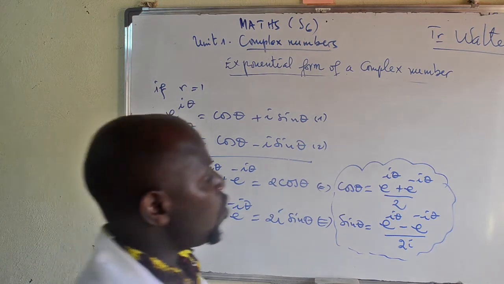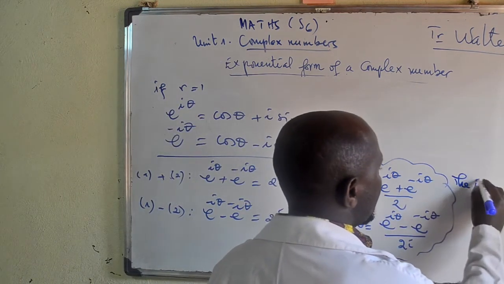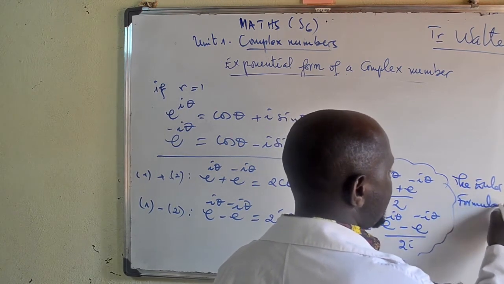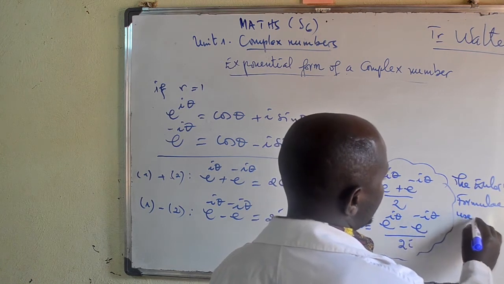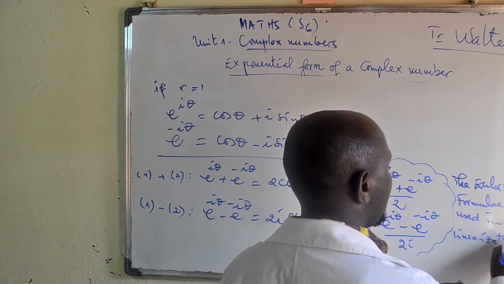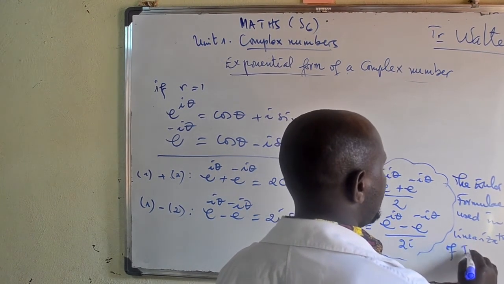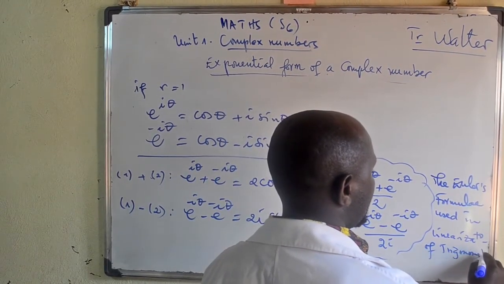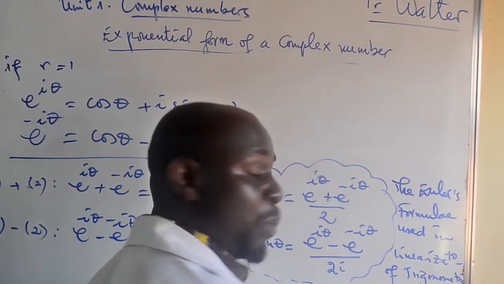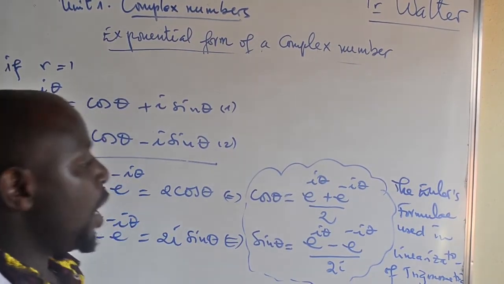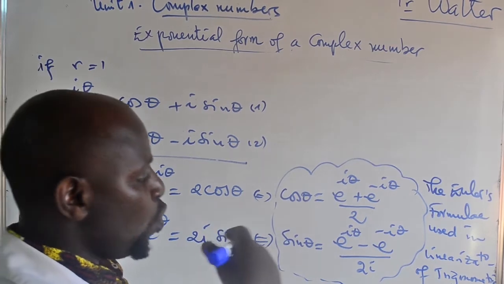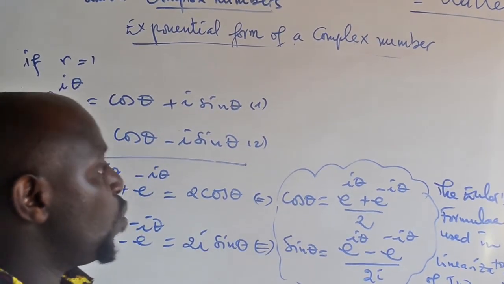These formulas are called Euler's formulas, which we use in the linearization of trigonometric expressions. So we shall come back to this as an application to see how we use these two formulas, Euler's formulas, in linearization.